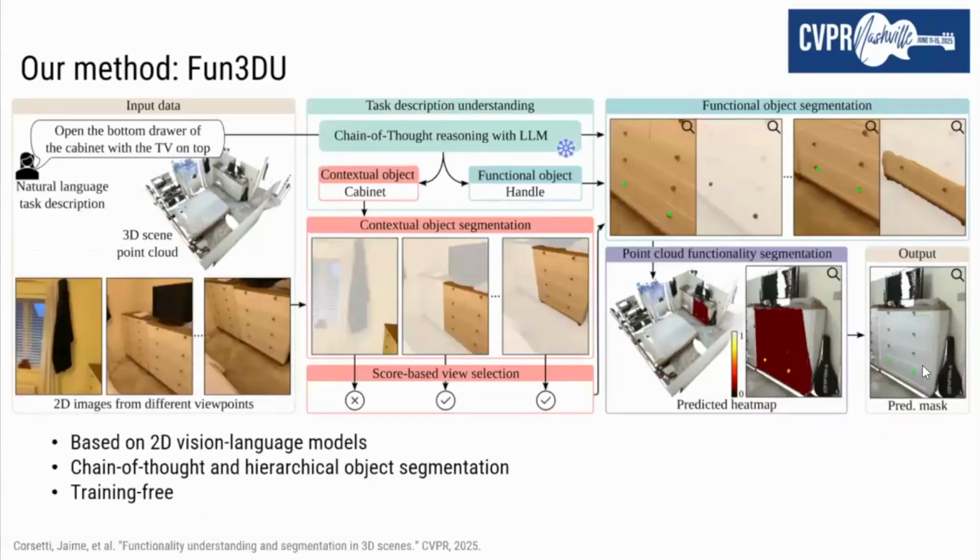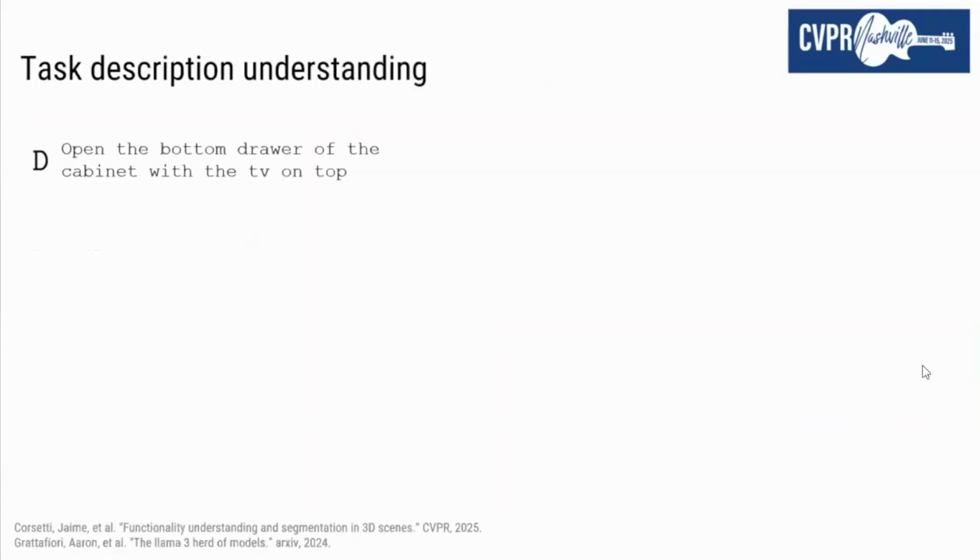So in order to work on this, we designed our own method, which is called Fun3DU. In a nutshell, our method is based mostly on 2D vision language models and adopts a chain of thought reasoning with the LLM, along with a hierarchical object segmentation. Notably, it is training free in the sense that we do not train on specific task annotations. So we only use pre-trained models.